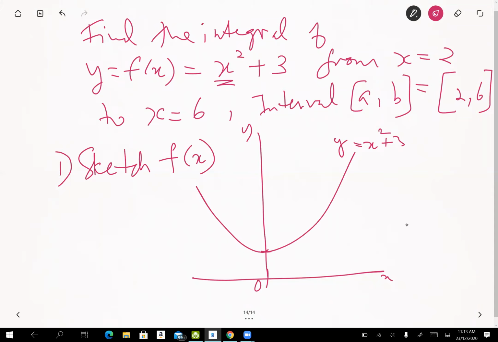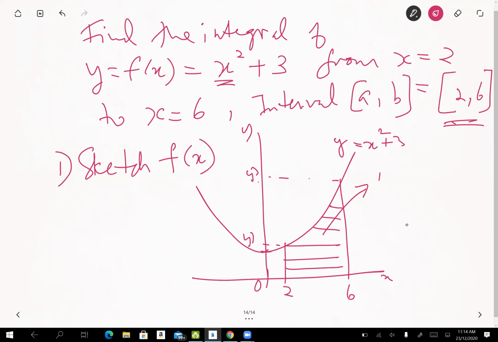We need the interval x equal to 2 up to x equal to 6. Of course, you can find the value of y, but you don't need that. For this definite integral, we don't need the value of y, we need x. So the interval is from 2 to 6. The definite integral would be the area between 2 and 6 under the function. Earlier I used f, but now we can just use A. So that is the A, this is the thing that you need to find.